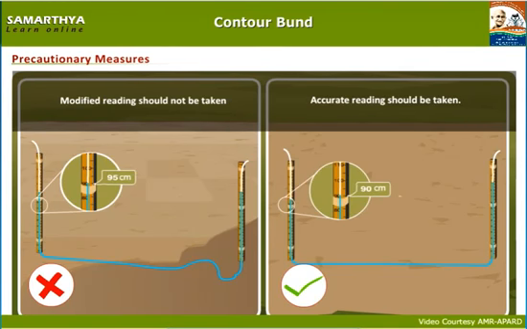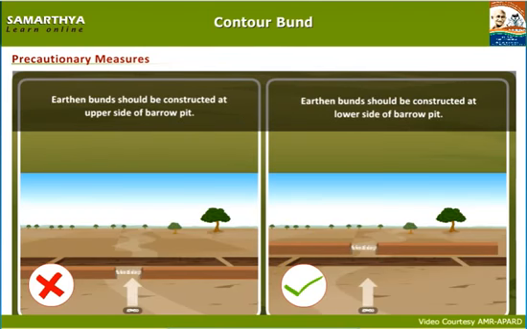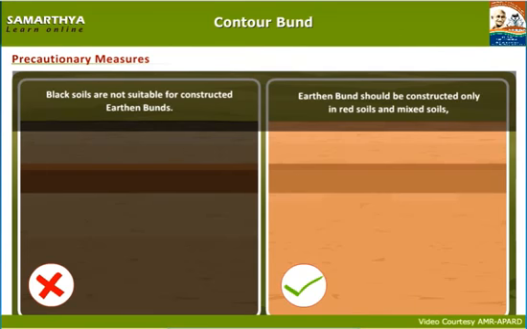Earthen bunds should not be constructed at the upper side of a barrow pit. Earthen bunds should be constructed at the lower side of a barrow pit. Black soils are not suitable for constructing earthen bunds. Earthen bunds should be constructed only in red soils and mixed soils.